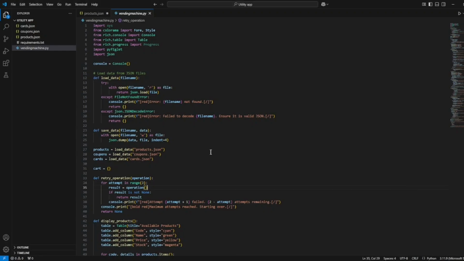This is the technical description of my vending machine. In here, this is the main file, which is vending machine.py, and we have some supporting files here, like the JSON files of cards, coupons and products, and a TXT file of requirements.